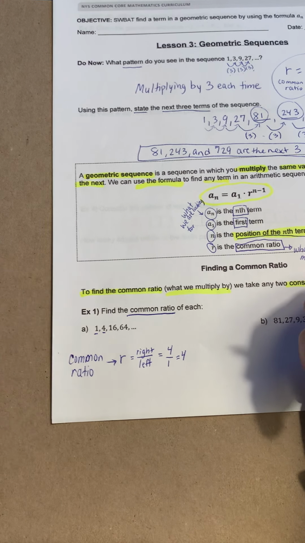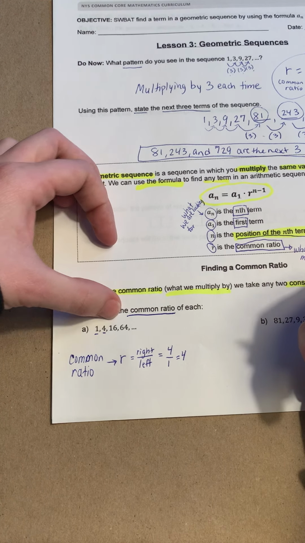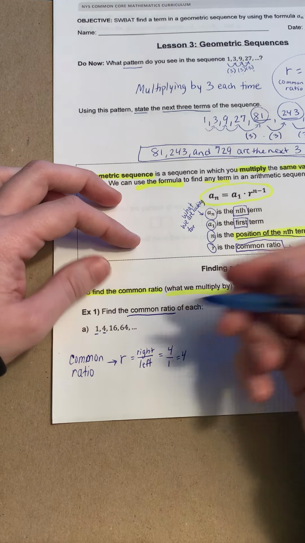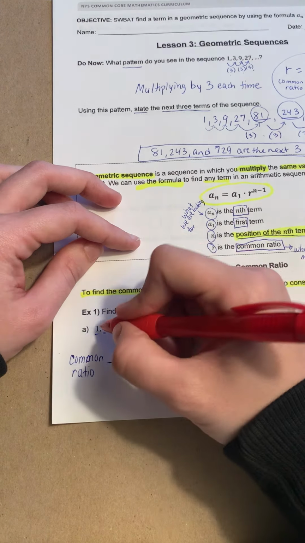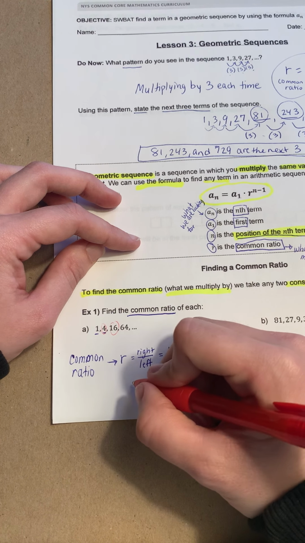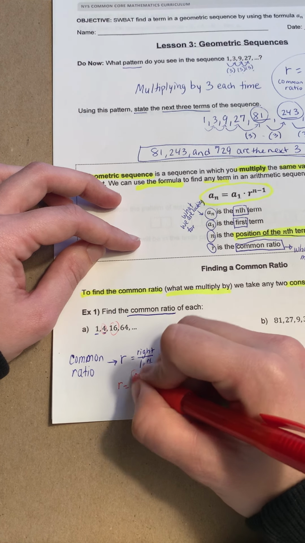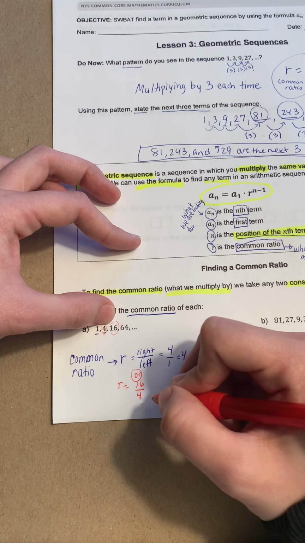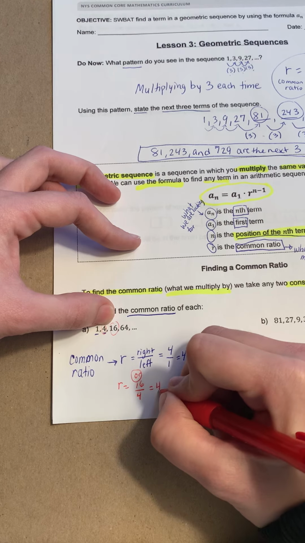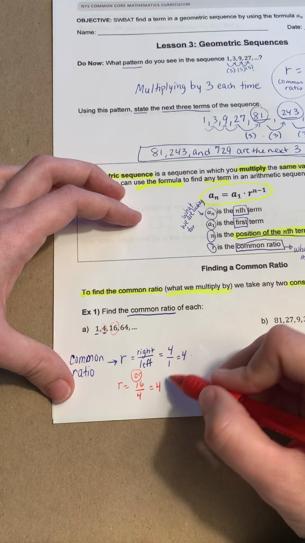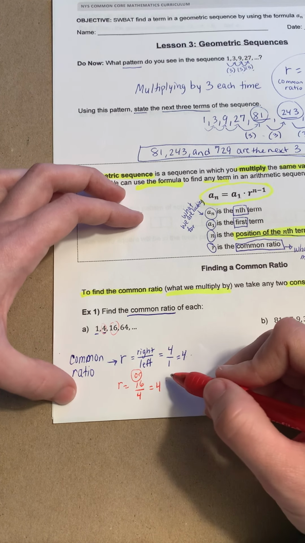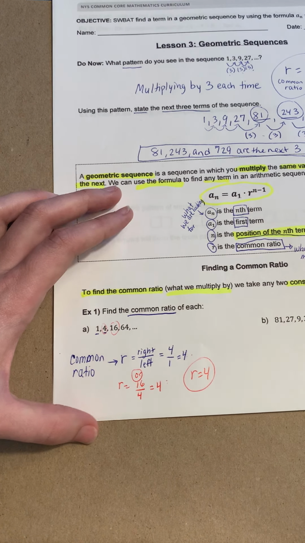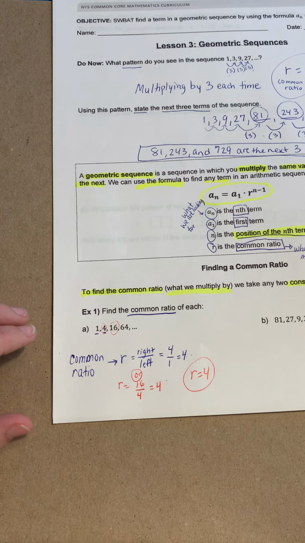Those are not the only two I could have used. I could have used another two. Let's say I wanted to try 16 and 4. Those two are consecutive with each other. So I would have done 16, which is on the right, divided by 4. 16 divided by 4 is 4. So either way, I still get the same common ratio, the same R value. So at the end, we just want to write R equals 4. That's how we represent the common ratio.